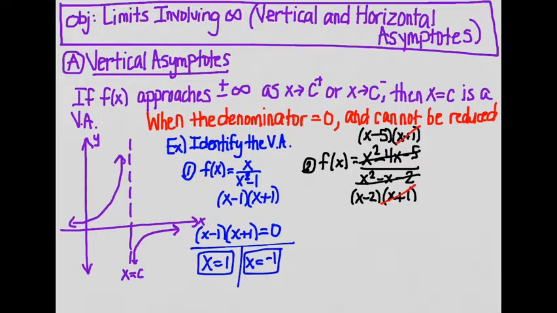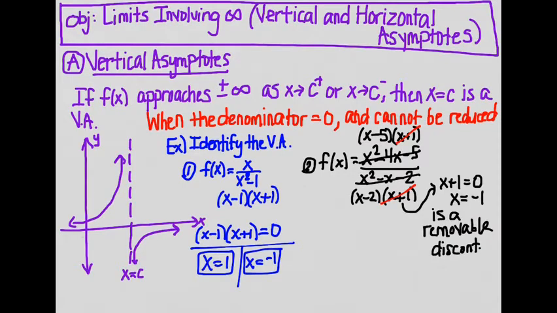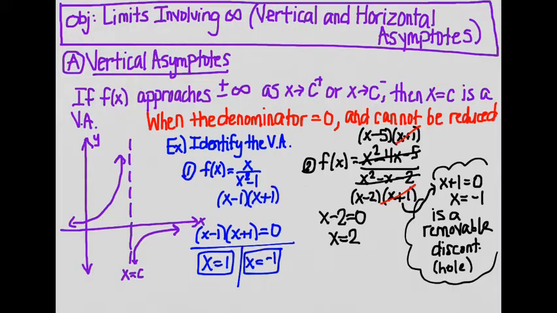That means that x being negative 1, that would make the denominator 0 there, is actually a removable discontinuity. It cancels out. It is then not a vertical asymptote. It's actually a hole in the graph. But we were not able to get rid of this x minus 2 in the denominator. So where x minus 2 equals 0, meaning x equals 2, that is a vertical asymptote.